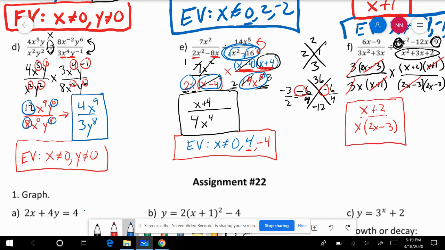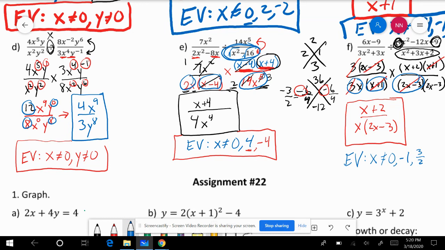But, as a lot of you have thought already, excluded values, let's not forget them. If we're looking at our excluded values, it's what gives us 0 in the denominator. That would be 0. X cannot equal 0. This right here is a 1, so it cannot equal negative 1. This right here is a 3/2, since there's 2 of them, I only have to put 1.